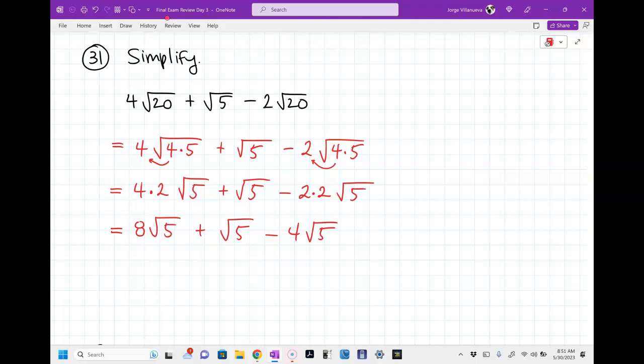You notice how everything now is a square root of 5, right? So that means I can combine everything. So right here on the middle term, there is a 1, even though you don't see it. There's a 1 there. So 8 plus 1 is 9, minus 4 is 5. So this comes out to 5 square root of 5. All right, so simplify them first. That way you can see what radicals you can actually put together.